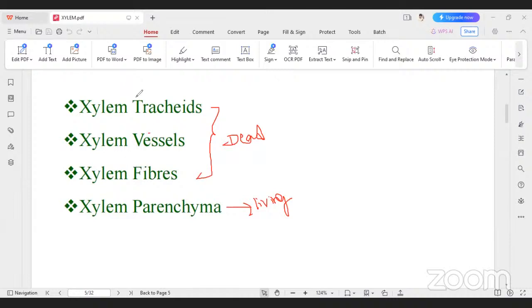Before that, a brief introduction. Tracheids are majorly found in primitive vascular plants. Xylem vessels are found in higher vascular plants. Let's discuss one by one. Xylem tracheids.